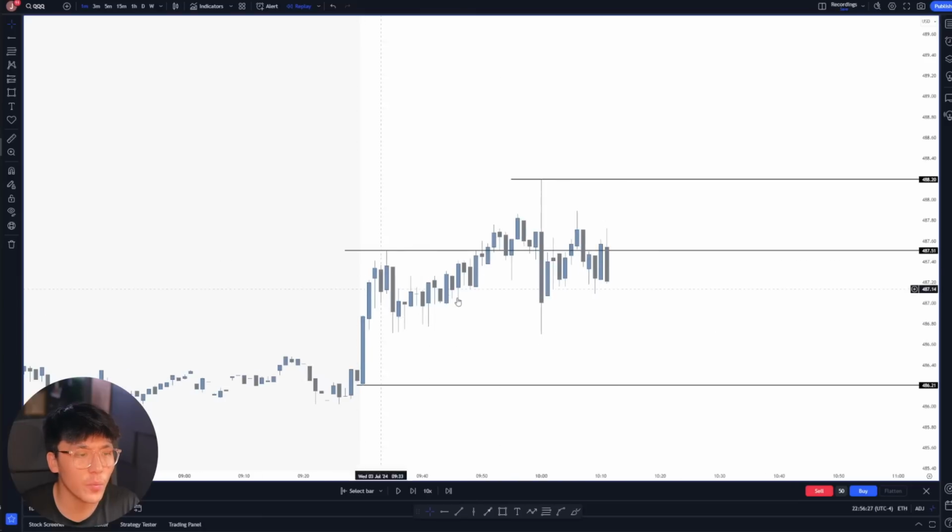You can see so far we don't really have any strong displacement towards either side. We're just chopping in this range. We had a pretty big candle at 10 a.m. So now we can wait for more displacement to either side to look for a potential trade opportunity.